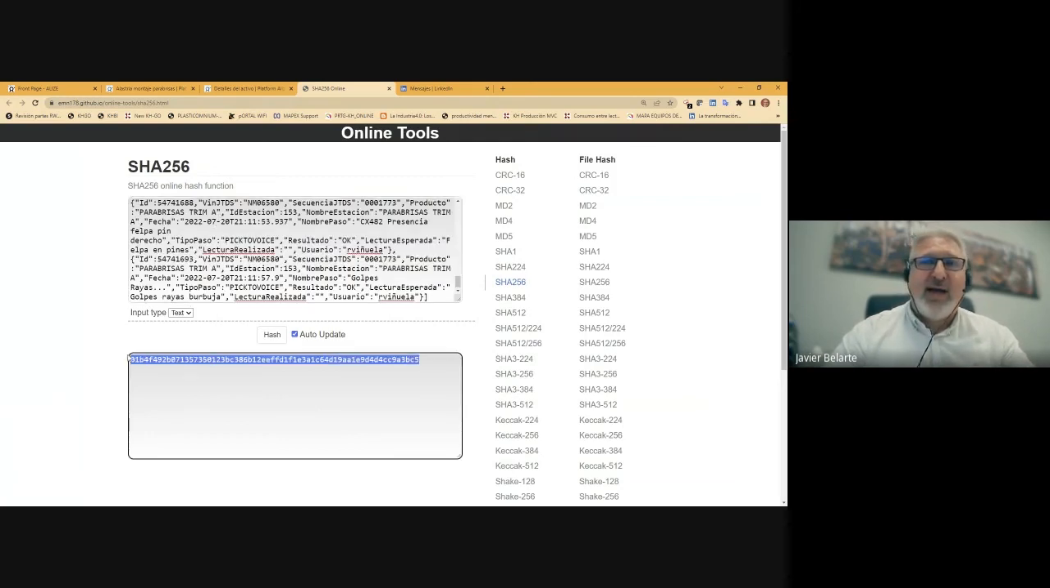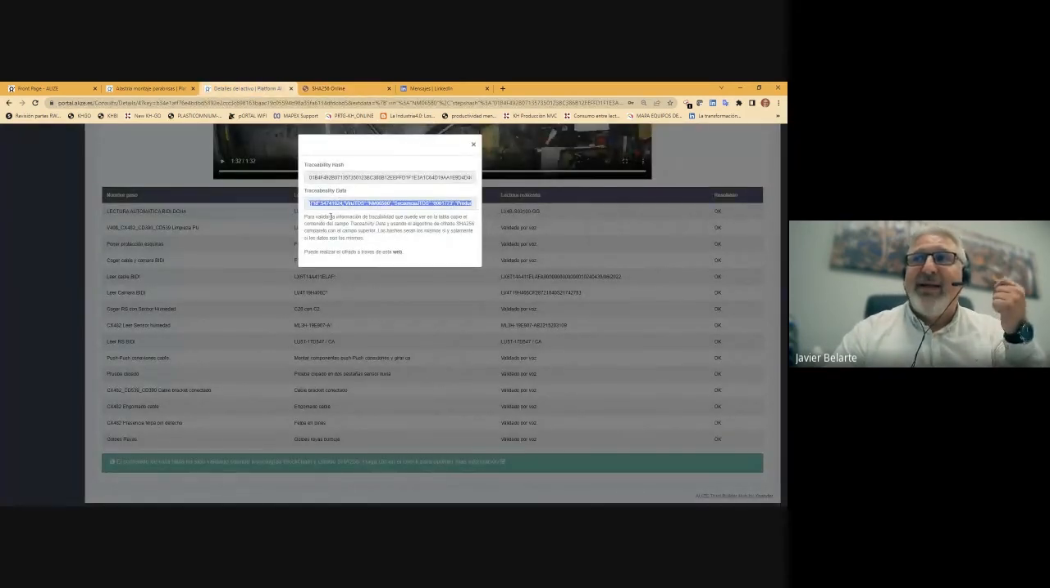Then, to validate that this information was the one previously uploaded in real time, we compare the hash obtained with the traceability hash given by the application. If both numbers are the same, we can prove that the information uploaded to the blockchain is the same. In fact, as you can verify, both numbers coincide.